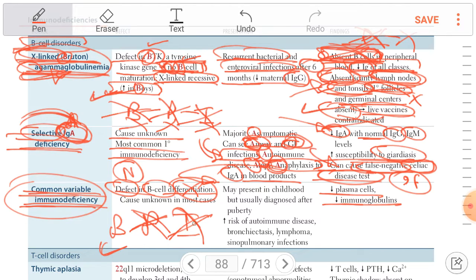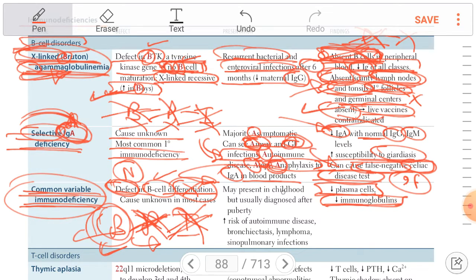So the abnormality is in differentiation of B cells into plasma cells to give immunoglobulin. So no plasma cells, no immunoglobulin, with a normal count of B cells. The defect is in differentiation, not in the B cell. The B cell count is normal, but with abnormal differentiation there is a decrease in plasma cells and a decrease in immunoglobulin.